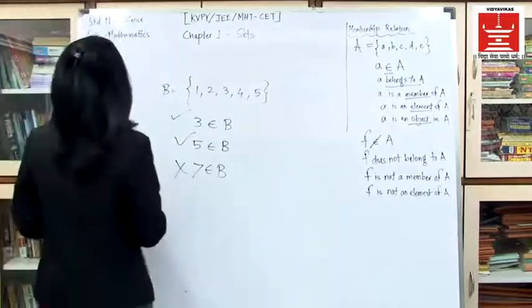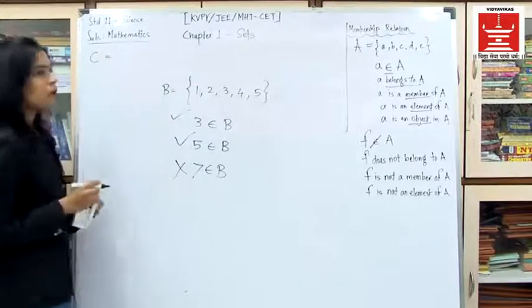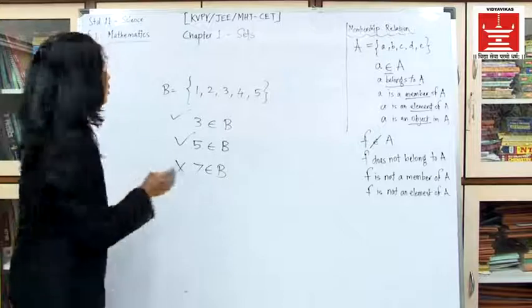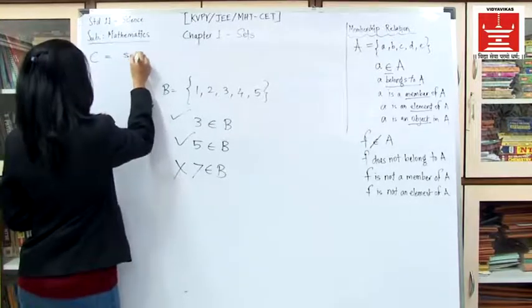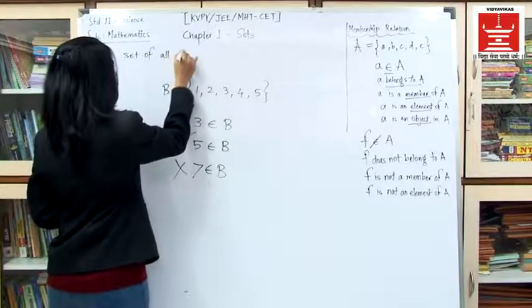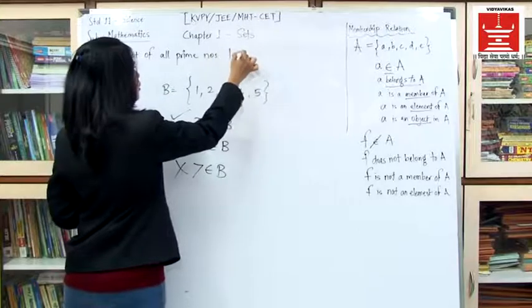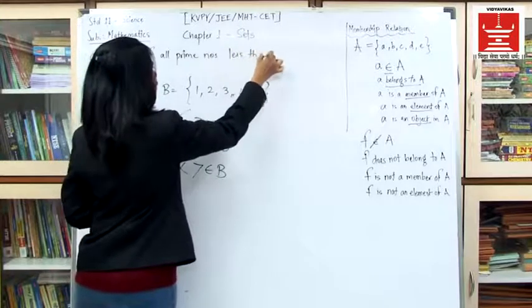Suppose we write a set C, let's say, where C denotes set of all prime numbers less than 20.